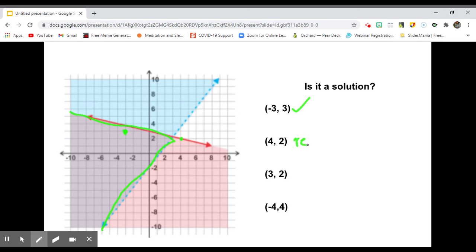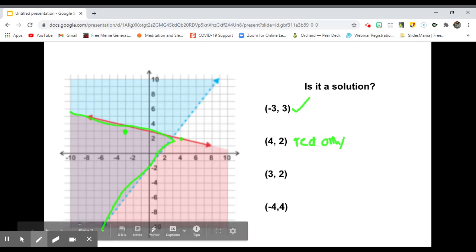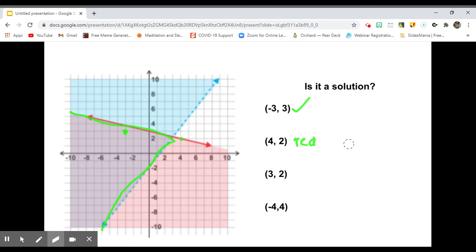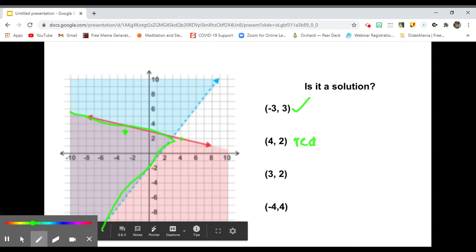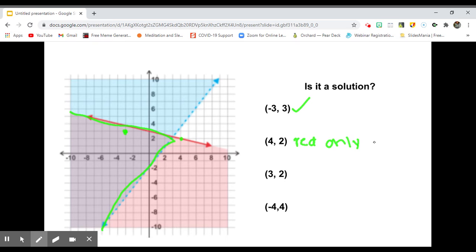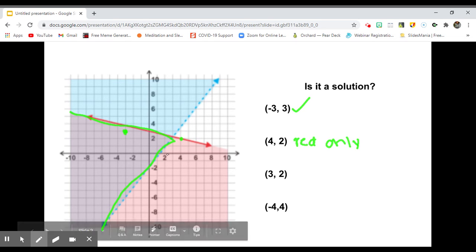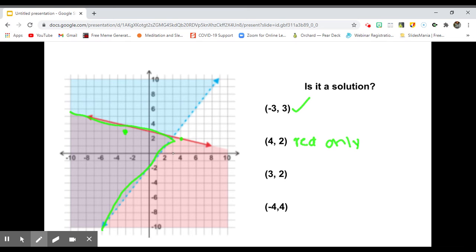So this one here was a solution to the red only, and yes, it was on the line. But remember, if it is a solid line, it is or equal to. So it is okay for this one. This one right here was a solution for the red only because it was or equal to. Now we have 3, 2. So going over 1, 2, 3, 1, 2. Yep, that one was only a solution for the red only, not the system.